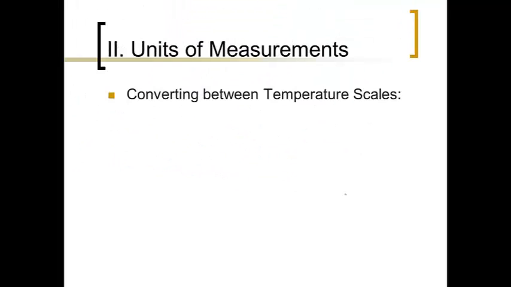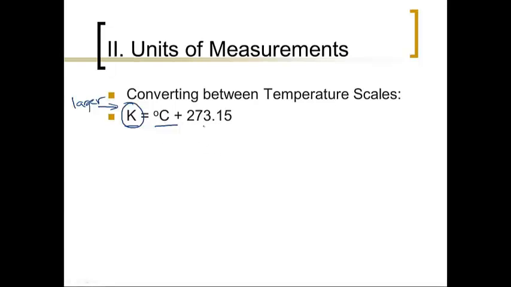Okay, now, how do we convert between temperature scales? Simple. Okay. The Kelvin scale and the Celsius scale are identical in terms of increments. In other words, if you go up by 1 degree Celsius, you go up by 1 degree Kelvin. So, Kelvin is always larger. Just remember that. The Kelvin scale is always larger than the Celsius scale. So, take your Celsius, add 273.15 to it, and you come out with your temperature in the Kelvin scale.